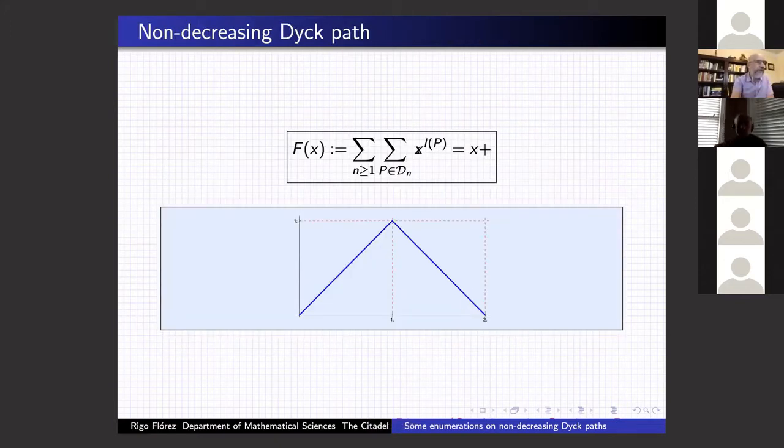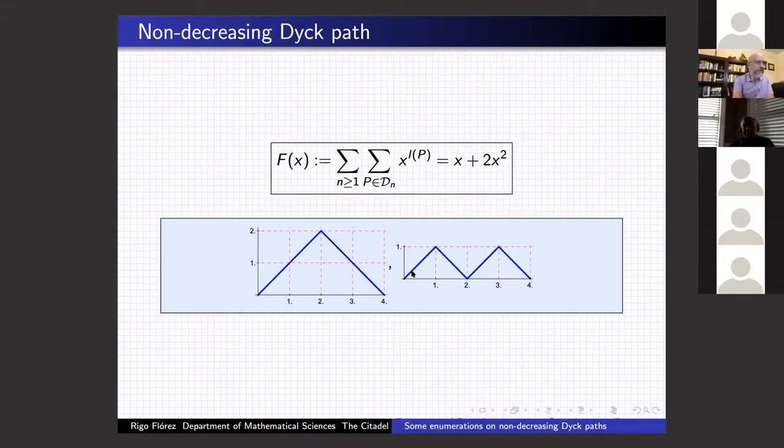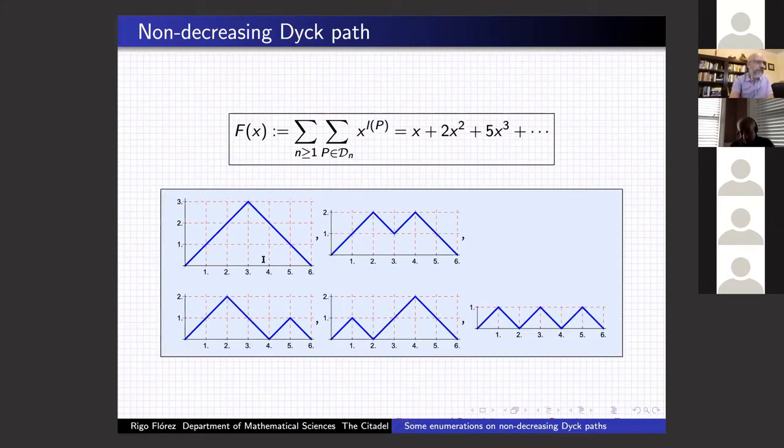So if we have length one, we have one pyramid. When the length is four, but semi-length is two, we have two. And when the semi-length is three, we have five. And it looks like it's Fibonacci numbers. Of course, we knew that answer before, but that is using generating functions. But that isn't what we want to prove.